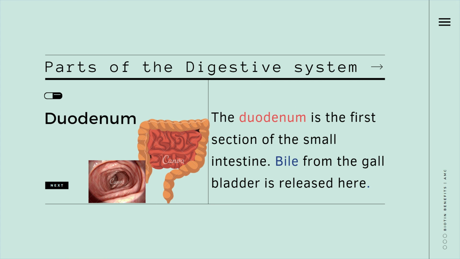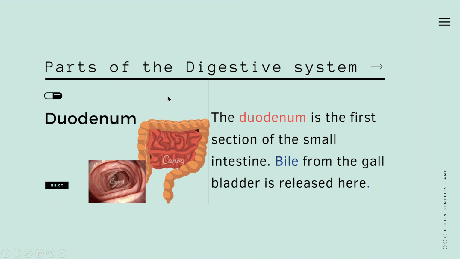Duodenum. Okay, so what is it? The duodenum is the first section of the small intestine. So the small intestine is the red picture over here, and the first part of it is called the duodenum. Bile from the gallbladder is released here.